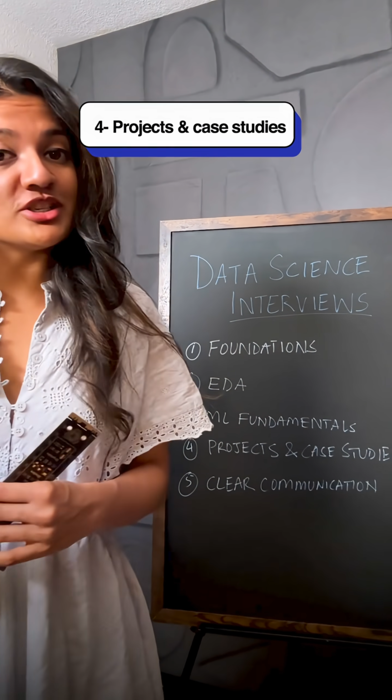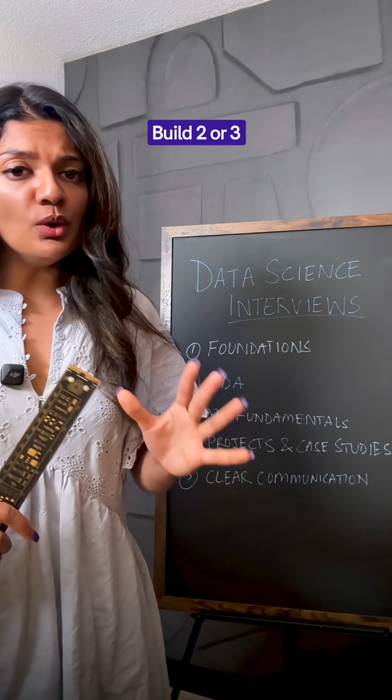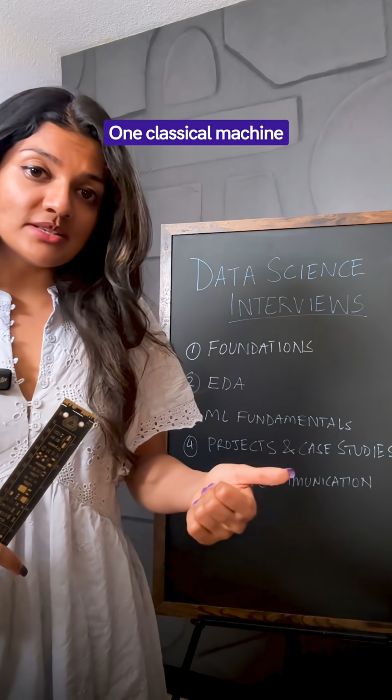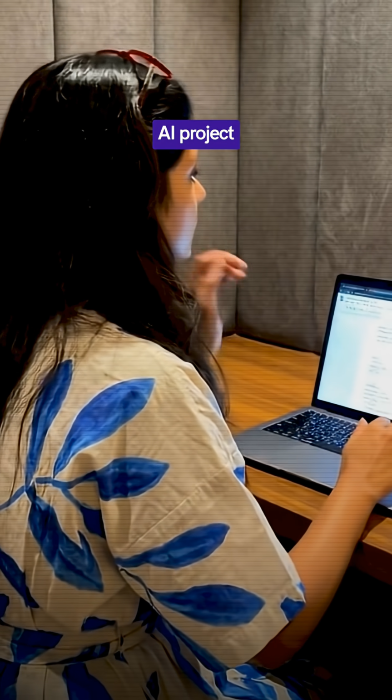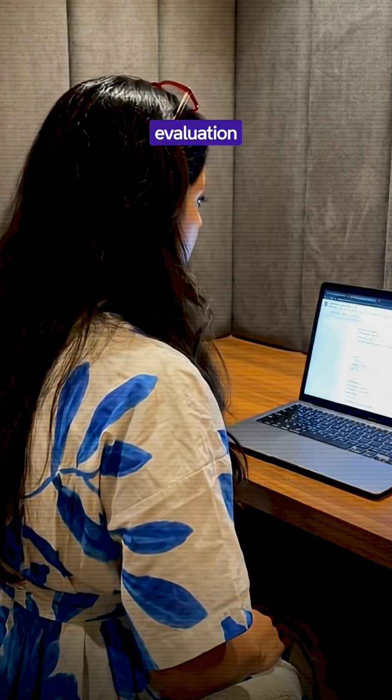Then step 4 is projects and case studies. This is where you stand out. Build 2 or 3 modern projects that cover the spectrum. One classical machine learning project with tabular data, one data analysis project that shows storytelling, and one generative AI project that integrates a model, retrieval, evaluation, and a simple interface.